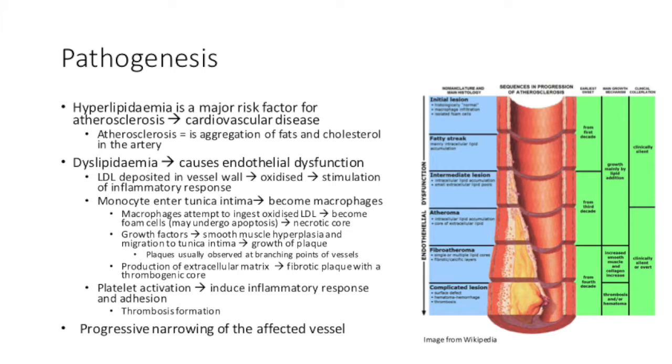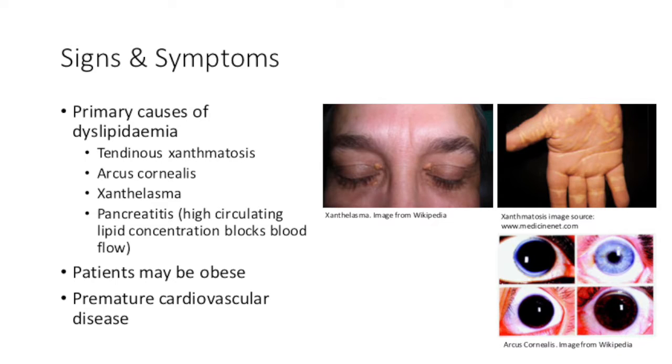And so you get this progressive narrowing of the affected vessels, and if there's a rupture of the plaques formed, that can lead to complete occlusion of the artery and distal ischemia or reduced blood flow. So in terms of signs and symptoms of dyslipidemia, they can vary depending on the presentation.